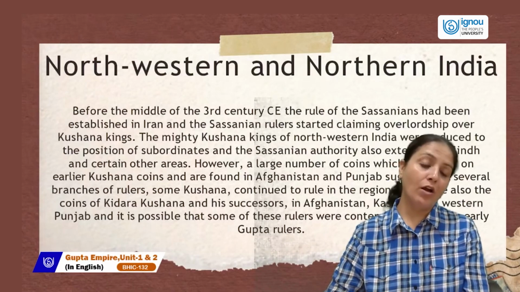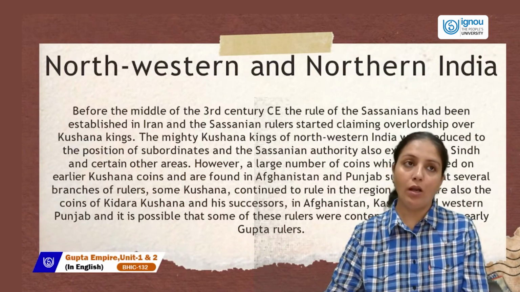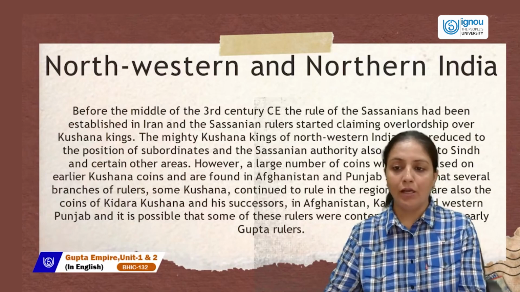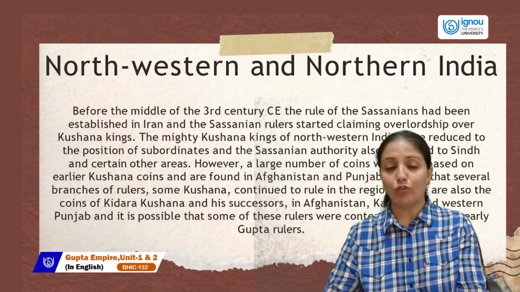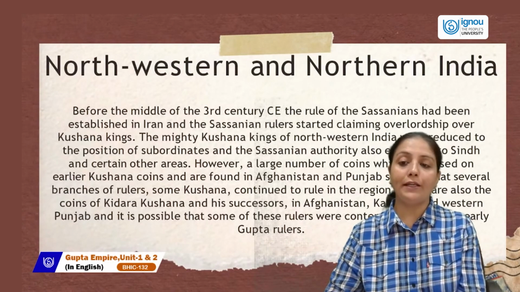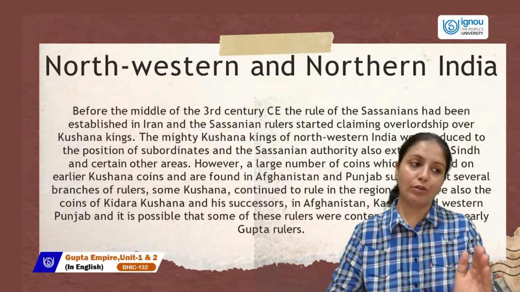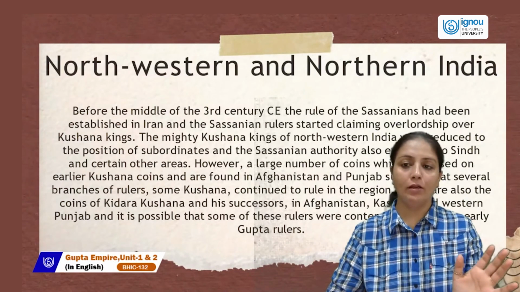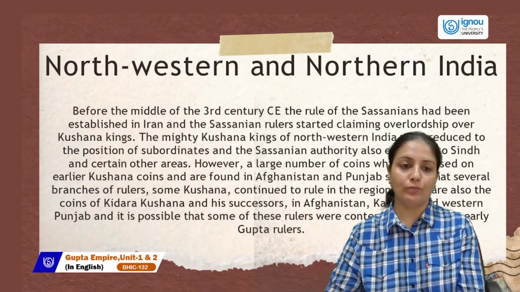And the famous king of Kushana was Kanishka. That was also a very great king for that period, and all the praja were very much pleased to see a ruler like Kushana. They were very happy at that time. Kushana was a great ruler at that time. Then Sasanian authority also extended to Sindh and certain other areas, because the Sasanians were ruling from Iran, and they extended their authority to Sindh also.